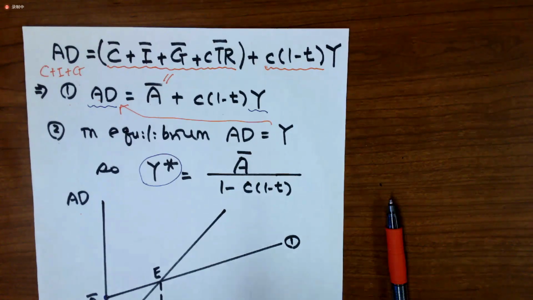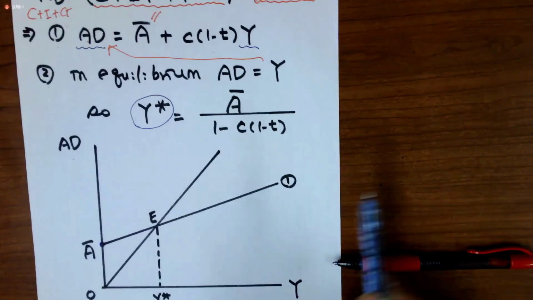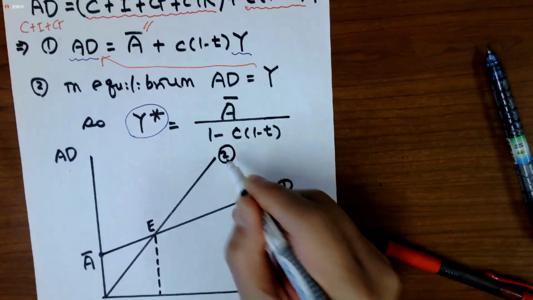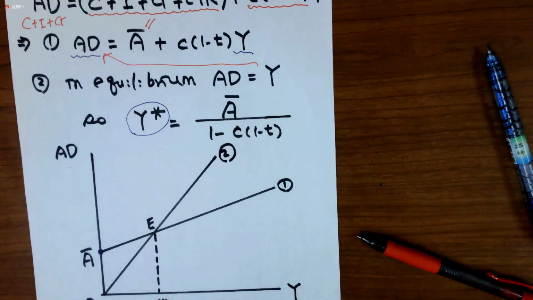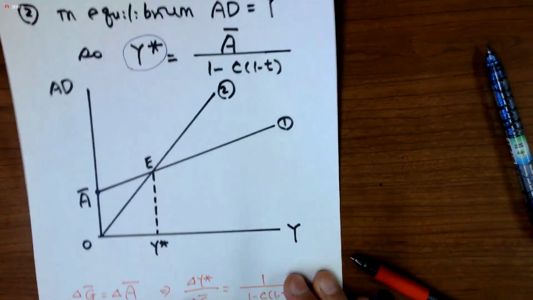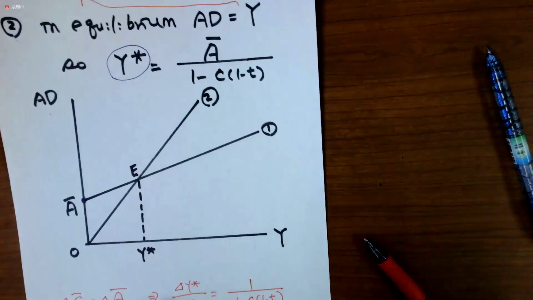And then, once we have equation 1 in a diagram, we can also plot equation number 2. Equation number 2 is nothing but aggregate demand equal to output, so it is going to be represented by a 45-degree line. So this is our 45-degree line.